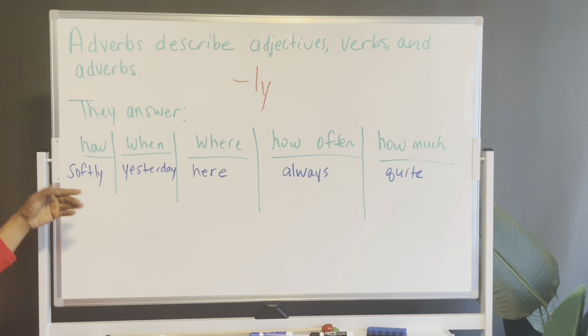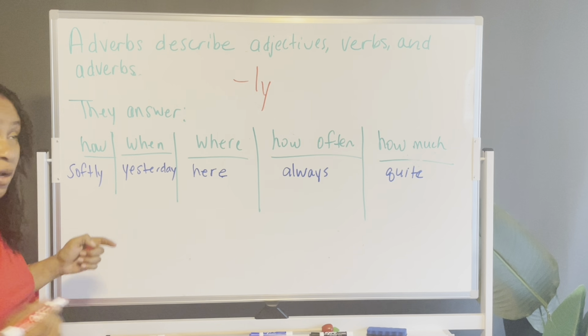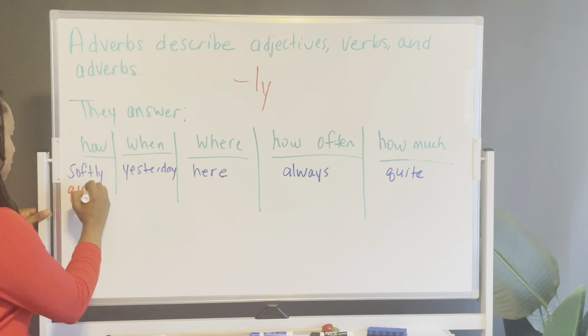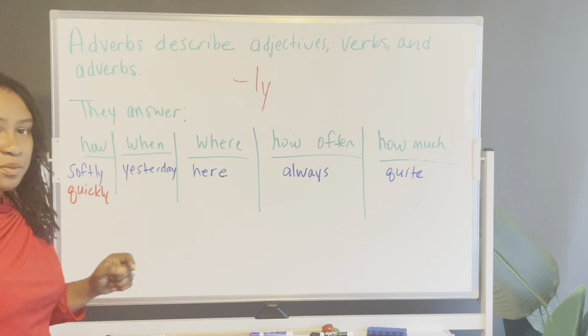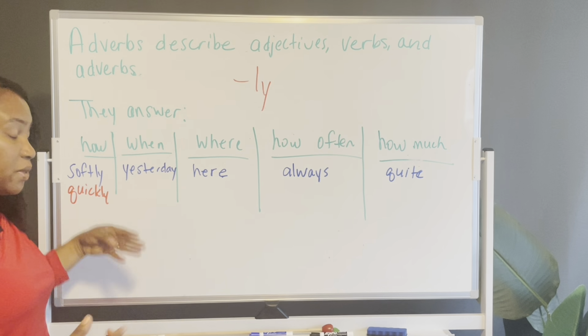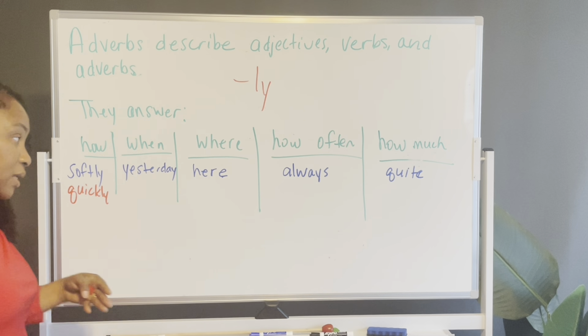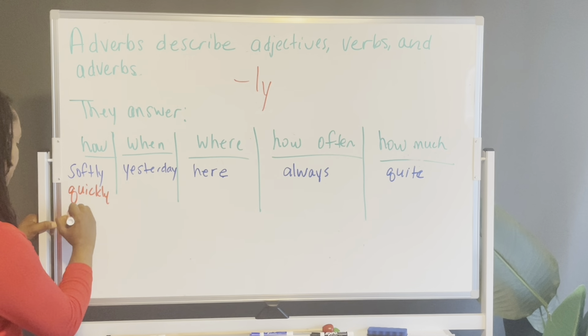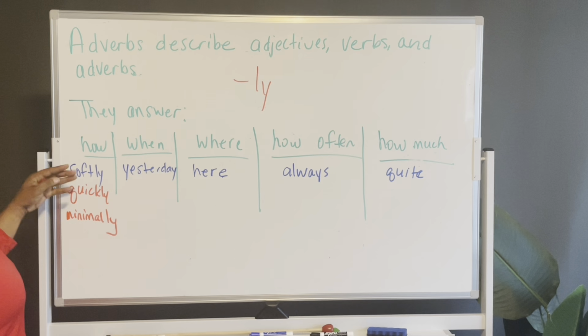Okay, so how is something done? Okay, she spoke softly. She ran quickly. Quickly would be another one. What else? How something is done. Let's see, minimally. Okay, those are a few examples.